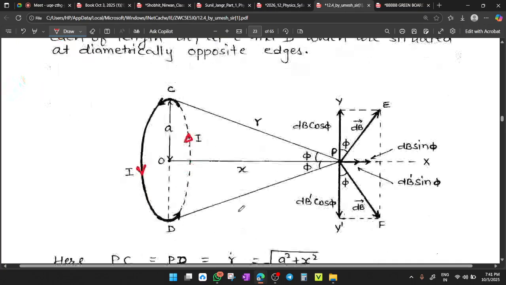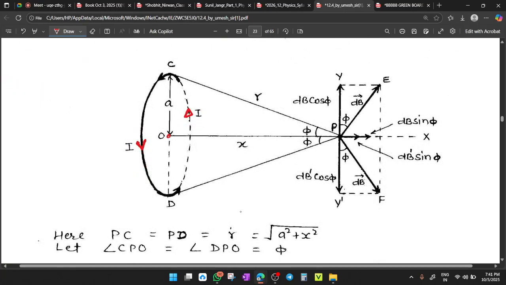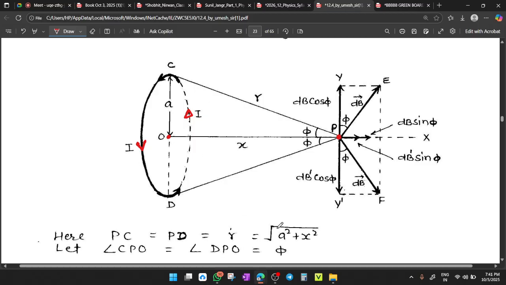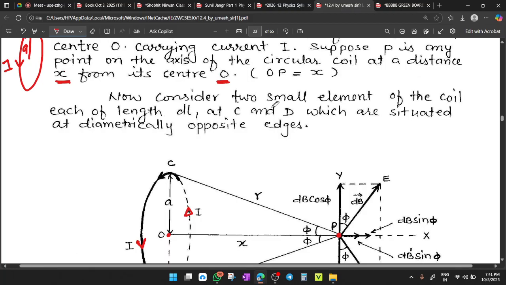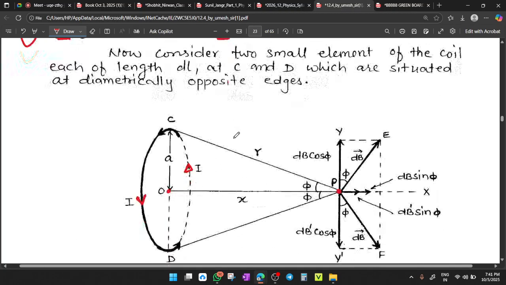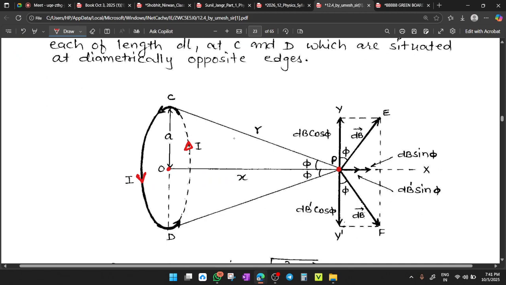So OP is the distance x from its center. You consider a point P where we have to find the magnetic field intensity. This is the point of investigation where we have to find the magnetic field intensity due to this circular current coil. Now we consider two small elements of the coil, each of length dl. See here, you consider two length elements. One here, this is a very small elemental length dl.